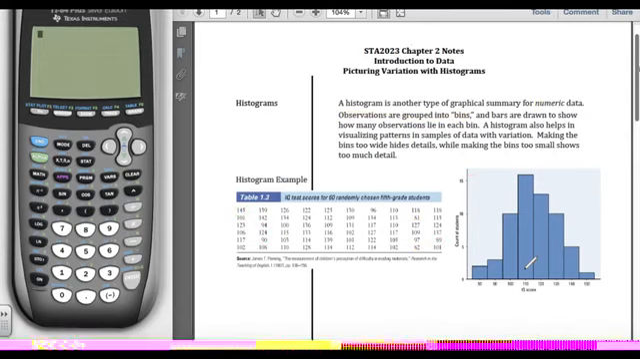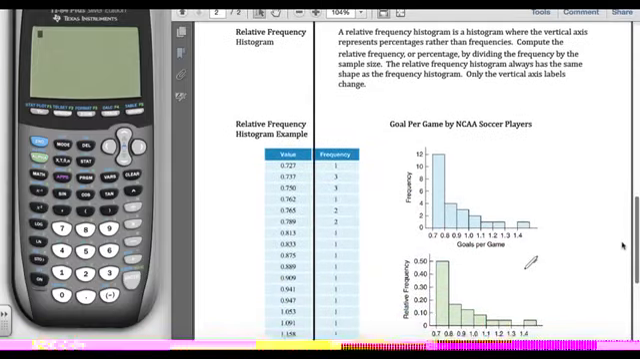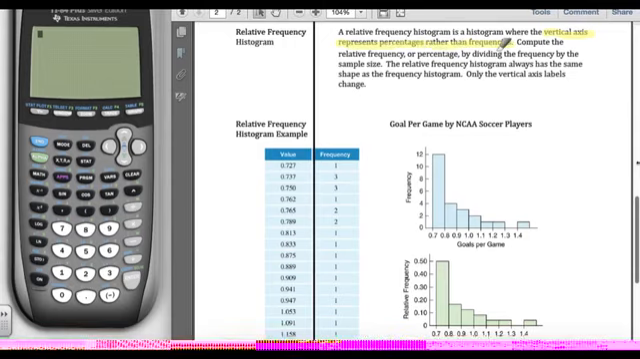Now there is a spin we can put on the histogram, and that is we can make it into a relative frequency histogram. So in a relative frequency histogram, the vertical axis along the left-hand side represents percentages rather than frequencies. The frequency is the number of times something in that bar or bin occurs. Rather than looking at did it occur 5 times or 11 times, we're going to look at what percentage of the time it occurs. We looked at percentages in chapter 1.